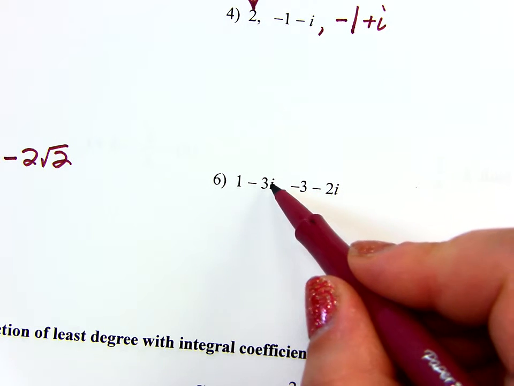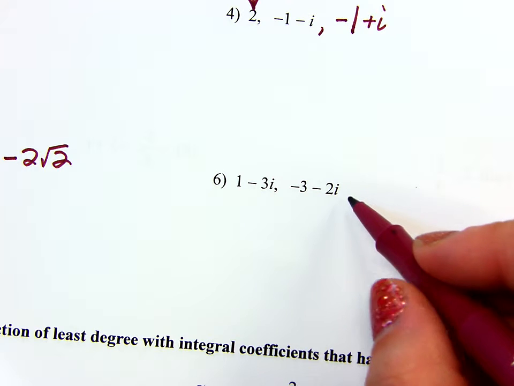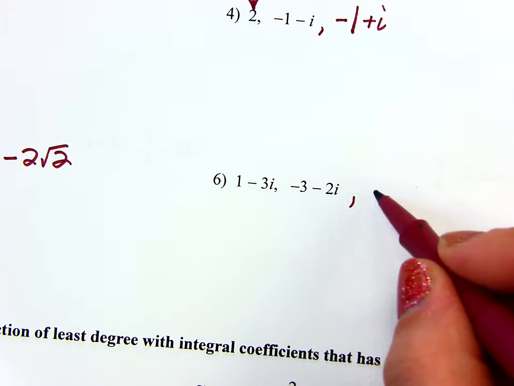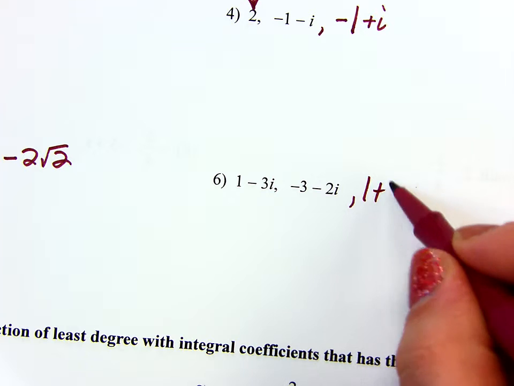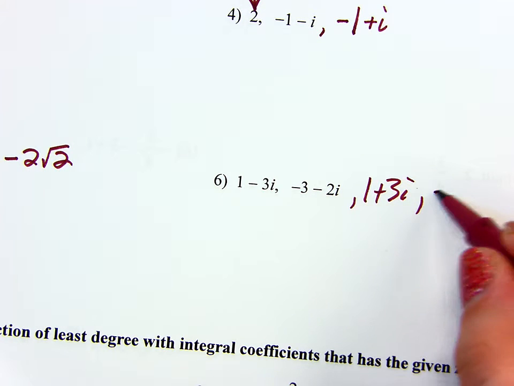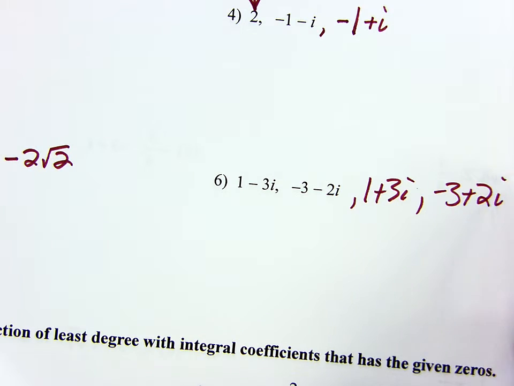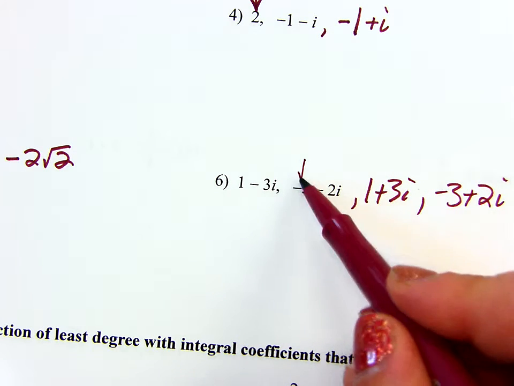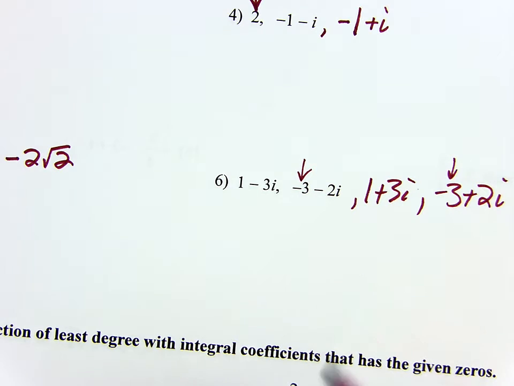Okay. 1 minus 3i will bring who else to the party? 1 plus 3i. And negative 3 minus 2i will bring negative 3 plus 2i. Notice that the sign of the first number never changes. It's only the sign in the middle that you have to change. Alright, so we have that down.